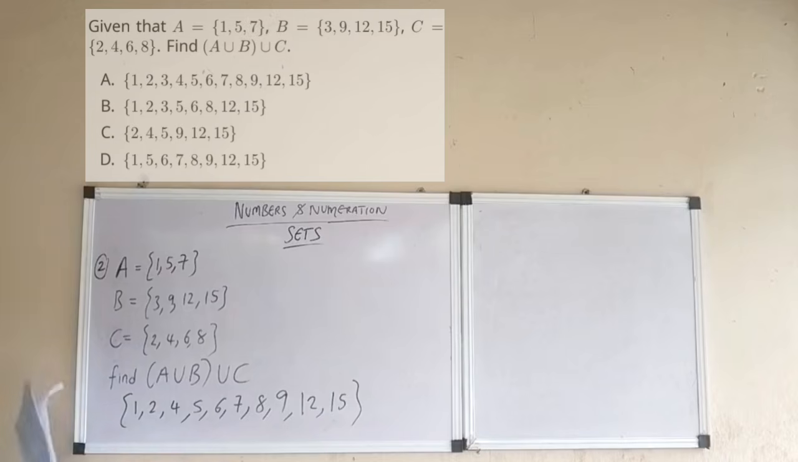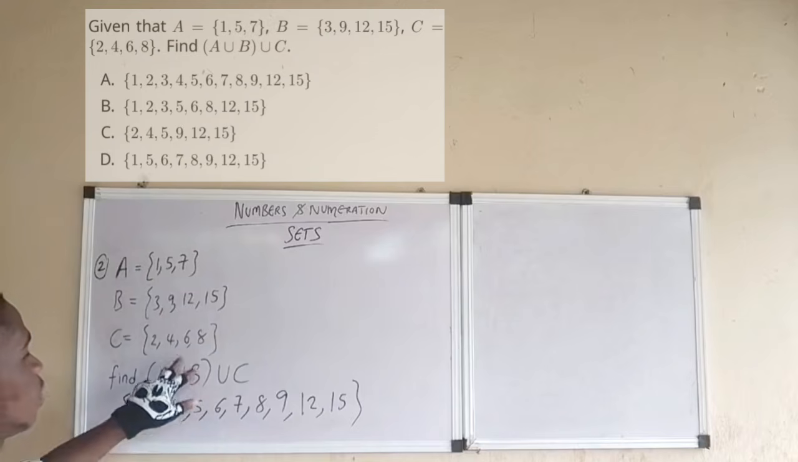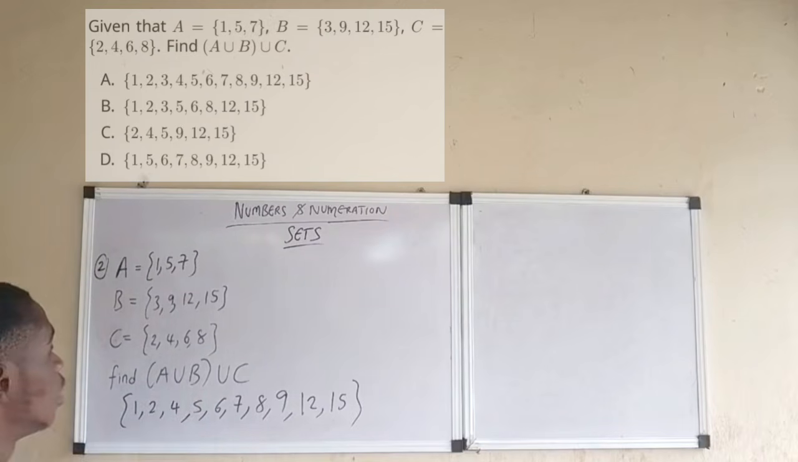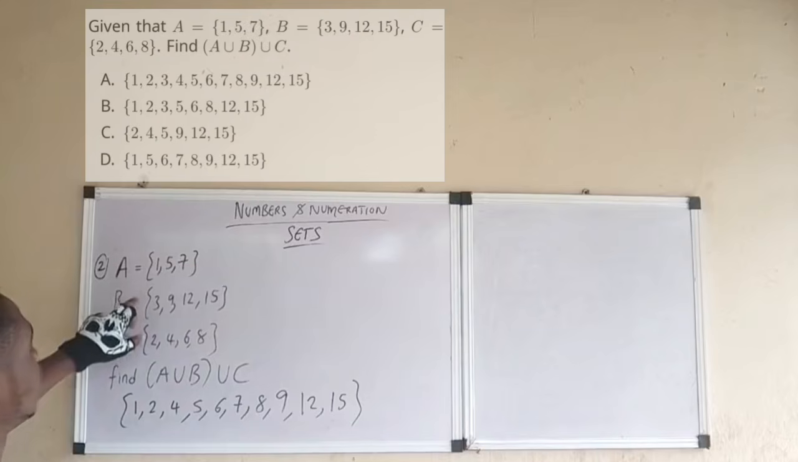So that's what this A union B union C means. Just bring all the values together that are inside of all these sets. Do you understand? Now, if this was A intersection B, if instead of the symbol U, the symbol ∩ was written here, what that will mean is that you look for the common elements in A and B. For example, in this question, there are no common elements in A and B.